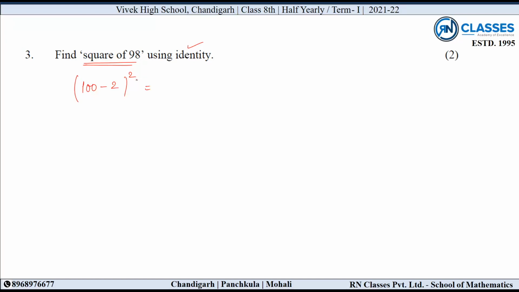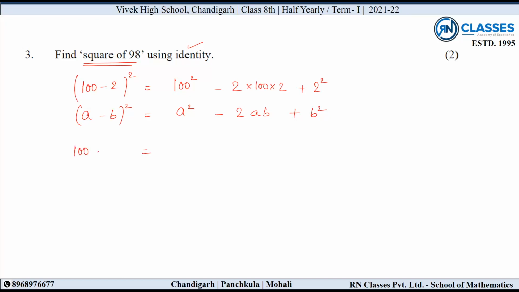A minus B whole square. अगर हमने ये करना भी है, A minus B whole square. Write down the formula as well. A square, अब minus 2AB plus B square. So A क्या है? 100 का square minus 2 into 100 into B क्या है? 2 plus B का square. B क्या है? 2 का square. Right? So we got it.